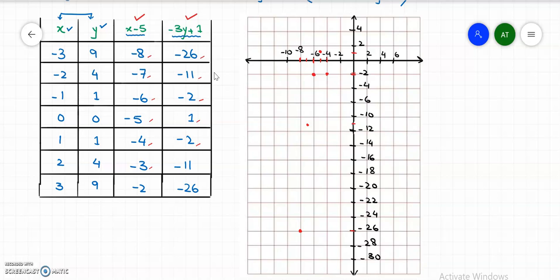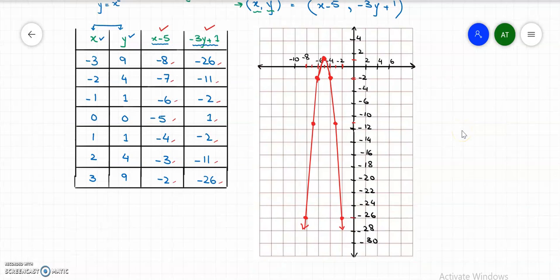X is -3 and y is -11. So x is -3 between -2 and -4, and y is -11 again, between -10 and -12. The last point is x is -2 and y is -26. X is -2 over here and y is -26 downward. Let's connect all the points to get the curve. After connecting all the points, we have got the parabola and its opening is downward.